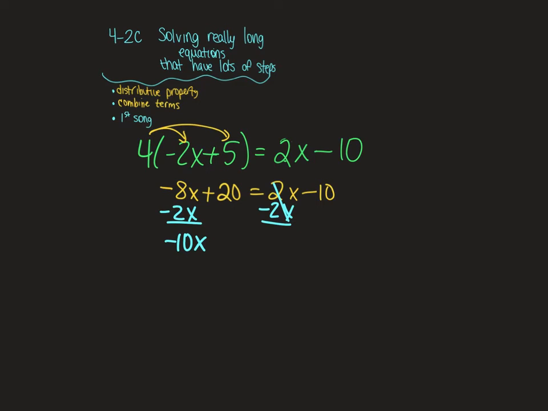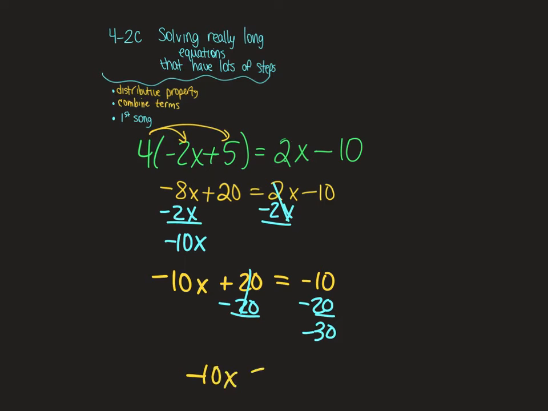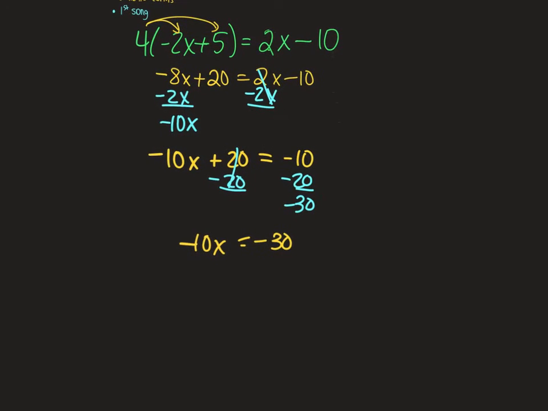So when I subtract 2x, I get negative 10x, and I'm ready to rewrite. Now I want to subtract 20 from both sides, and I get negative 30. I'm ready to rewrite. Negative 10x equals negative 30. I'm ready to divide by negative 10. 2 negatives make a positive. X equals 3.